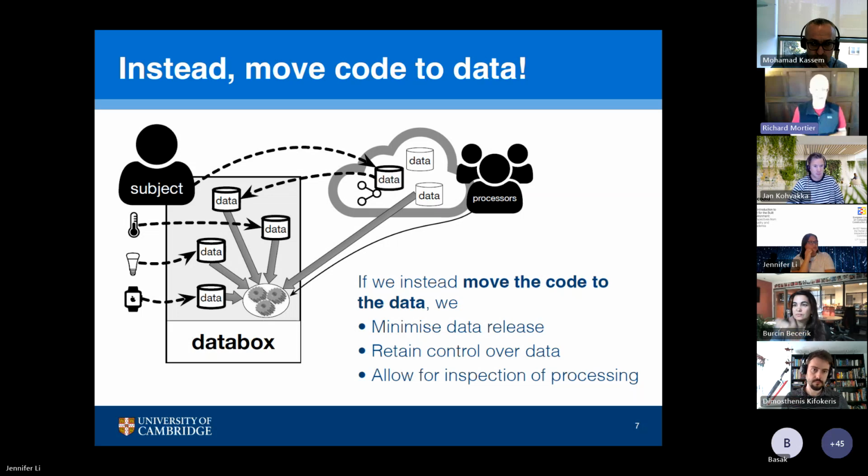So the alternative approach that we tried to look at was to, rather than moving the data to the code, move the code to the data. So the idea is that if you keep the data where it's generated, typically on a device, we did have a project called DataBox, which tried to build such a device and set in place a processing framework that would allow for sort of legibility and agency of control over what was going on.